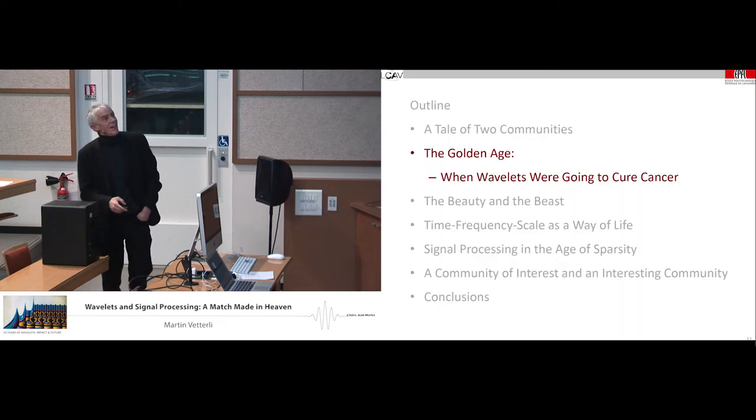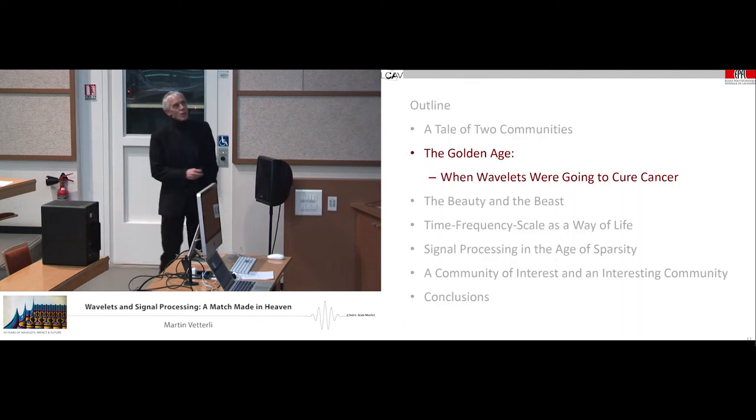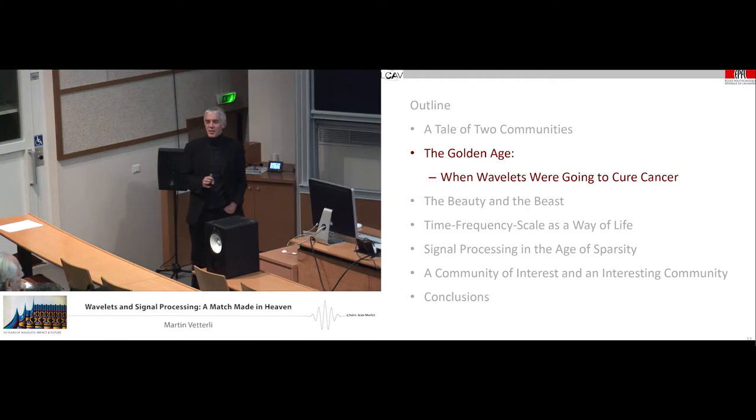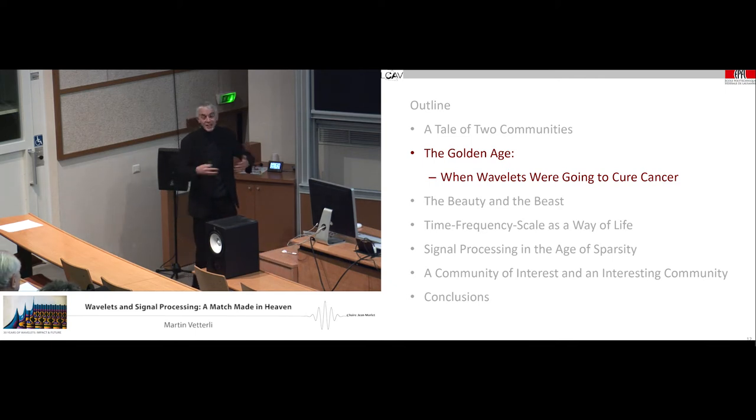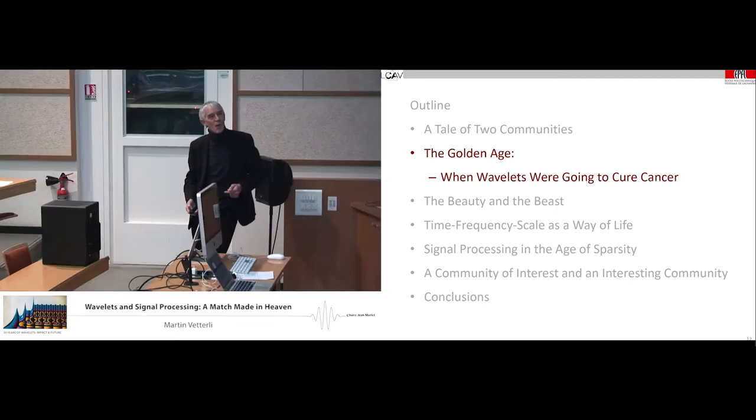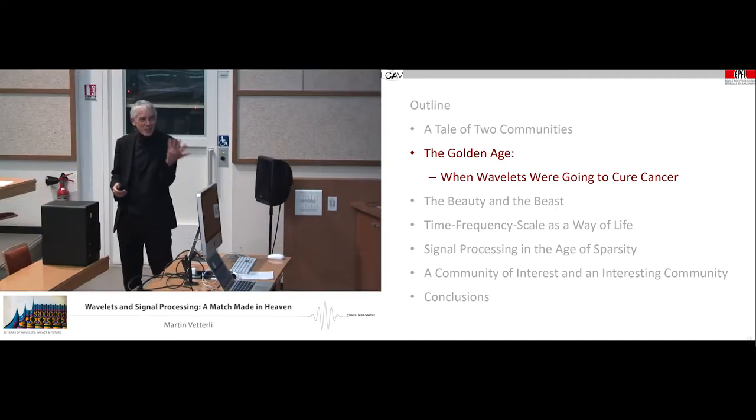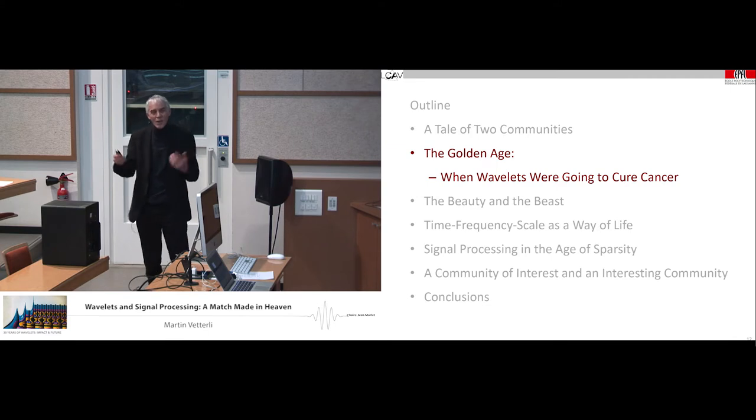Good. The golden age. I call this when wavelets were going to cure cancer. I'm an old guy, as you can see, so I have seen this wave of ideas that come with promises, and it's great, because it gets people excited, so we all do hard work. And then we wake up one day with a hangover. If it was really a good idea, we sort of get over the hangover, work harder, and get further. I'll talk a little bit about this because it's also for the history of how we work as a community.